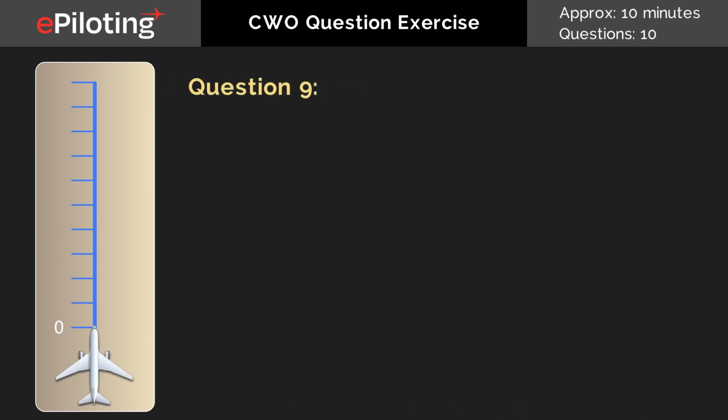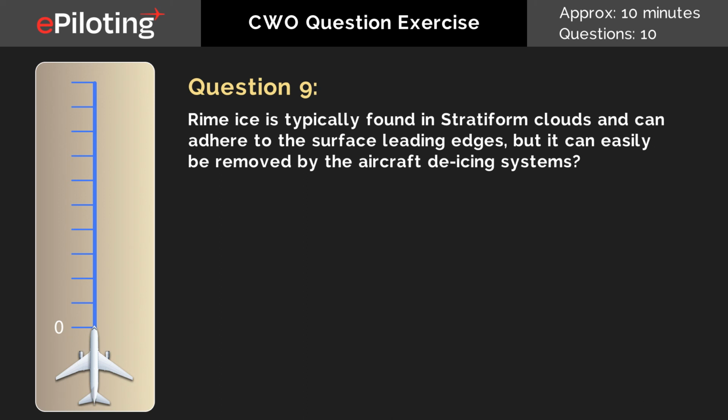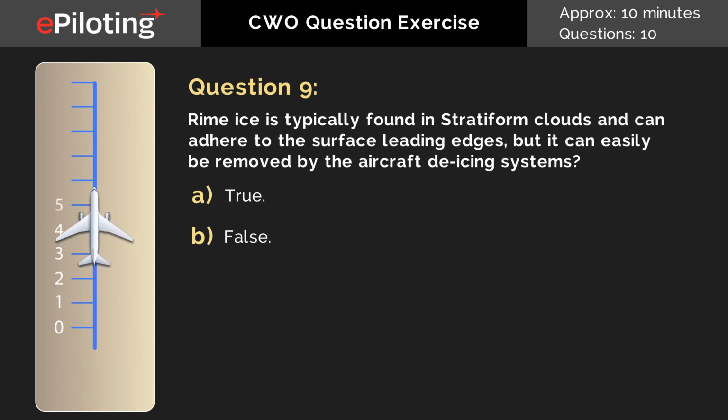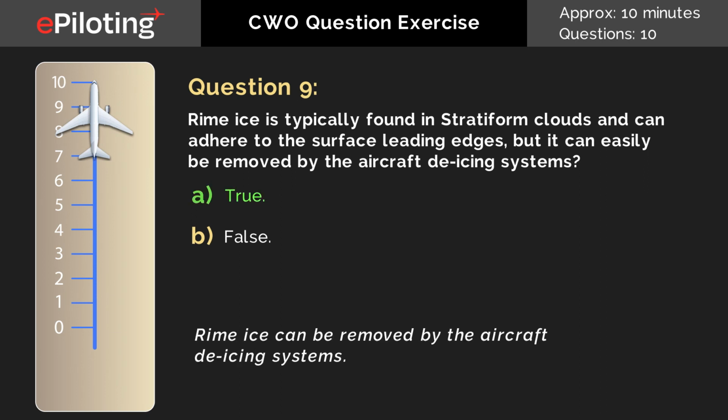Question 9. Rime ice is typically found in stratiform clouds and can adhere to the surface leading edges, but it can easily be removed by the aircraft de-icing systems. A. True. B. False. The correct answer is A. Rime ice can be removed by the aircraft de-icing systems.